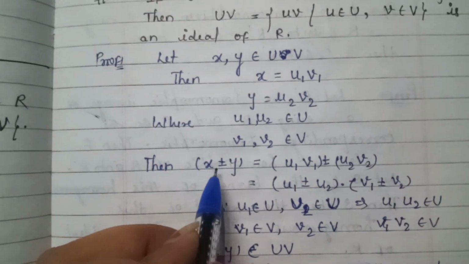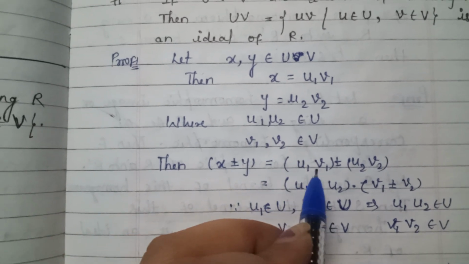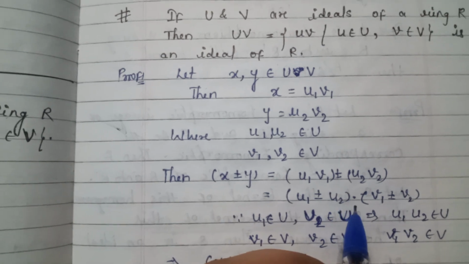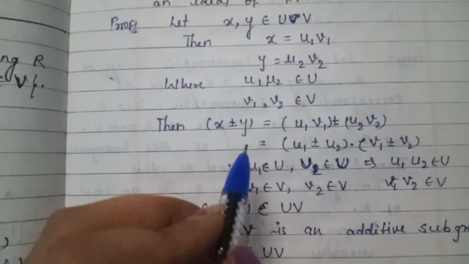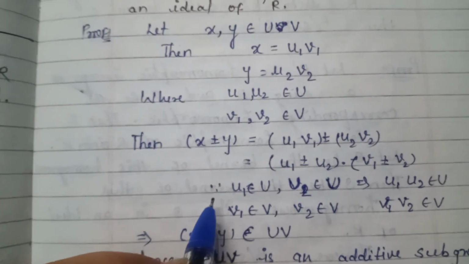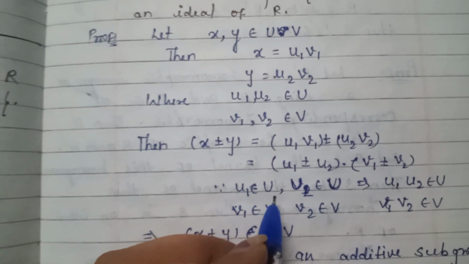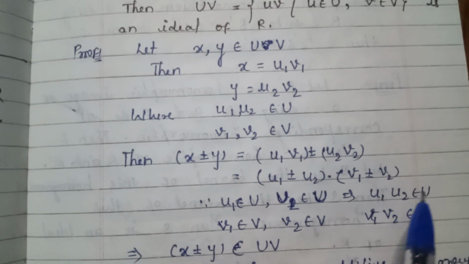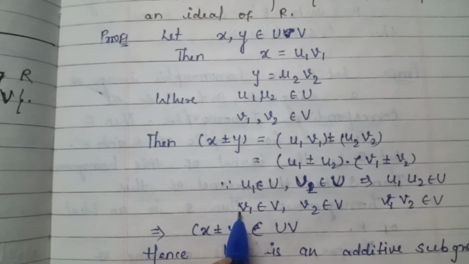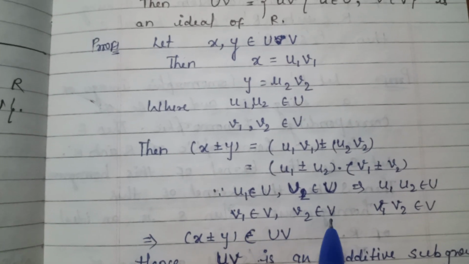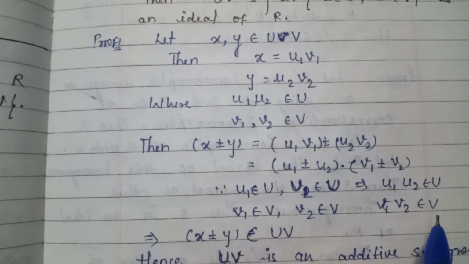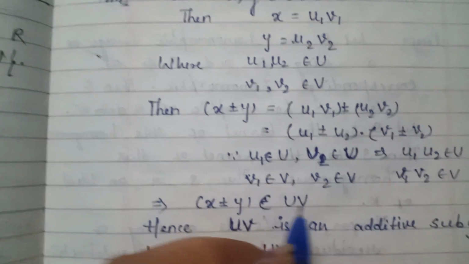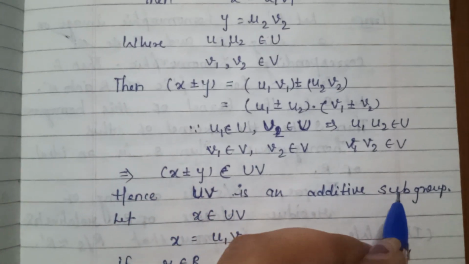Then x plus minus y is equal to u1 v1 plus minus u2 v2, so u1 plus minus u2 dot v1 plus minus v2. Since u1 belongs to U and u2 belongs to U, so u1 u2 belongs to U. Similarly v1 belongs to V and v2 belongs to V, so v1 v2 belongs to V. Then x plus minus y belongs to UV, hence UV is an additive subgroup.